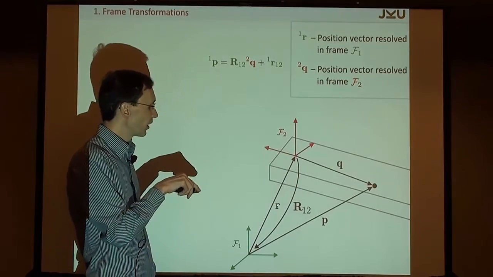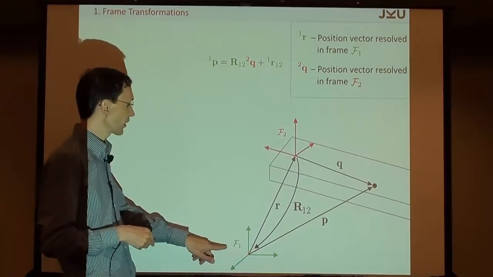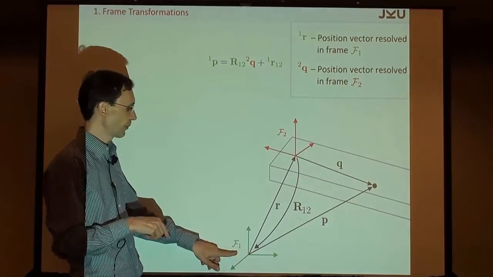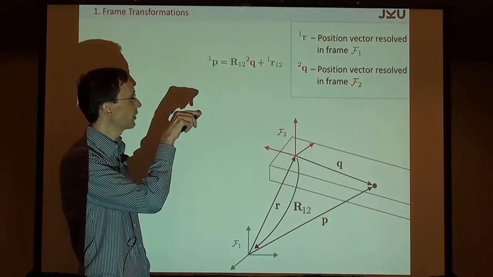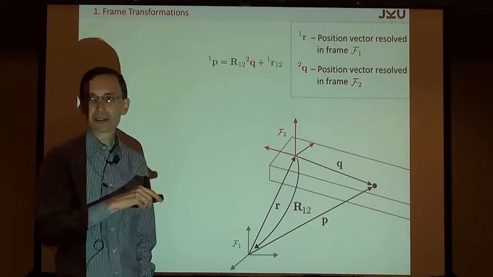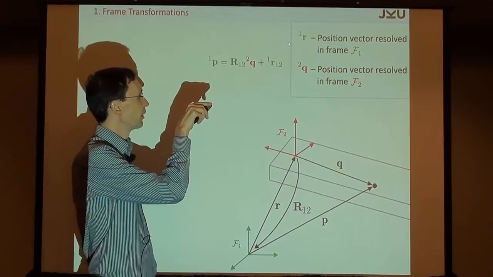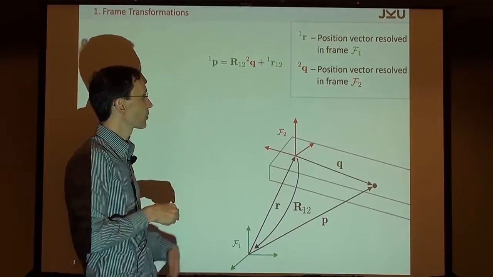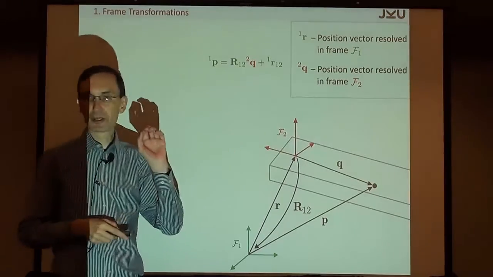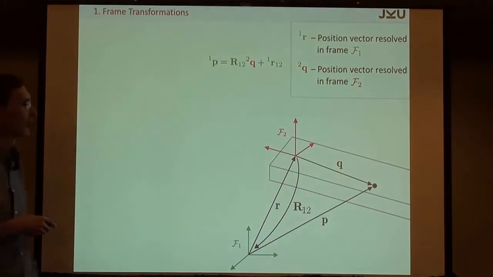Now you can express this vector R in a certain frame. Let's say that we express it in the space-fixed frame, F1. Whenever I express the vector R in F1, then I have a leading superscript, in this case 1. If I have the vector, whatever it is, Q, R, P, expressed in frame number 2, then I have a 2 here, right? So I have a leading superscript 2.